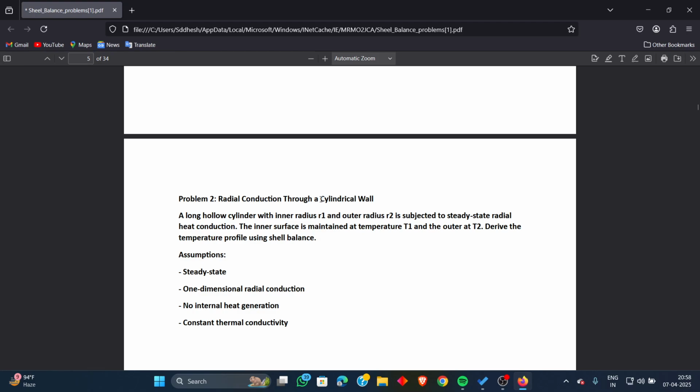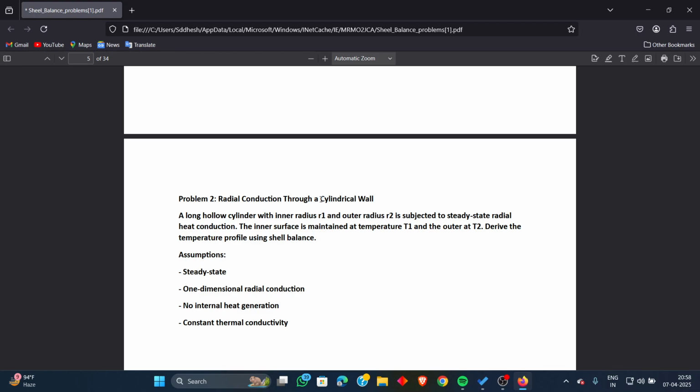Question 2, radial conduction through a cylindrical wall. First, we'll read the question and then we'll again go through all the steps. A long hollow cylinder with inner radius R1 and outer radius R2 is subjected to steady state radial heat conduction. The inner surface is maintained at temperature T1 and the outer at T2. Derive the temperature profile using the shell balance.